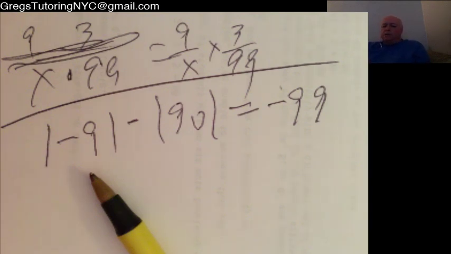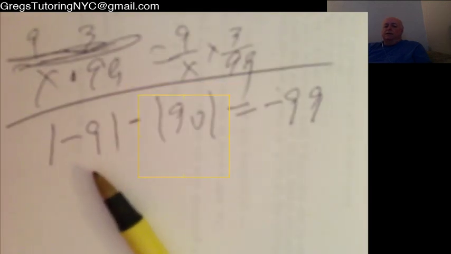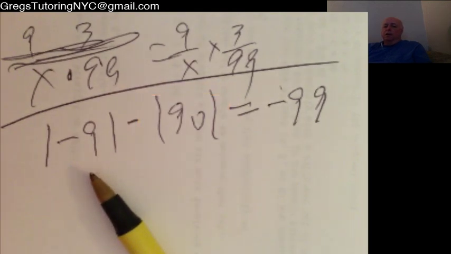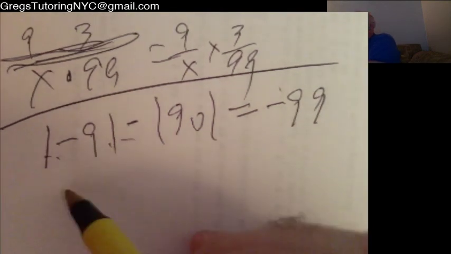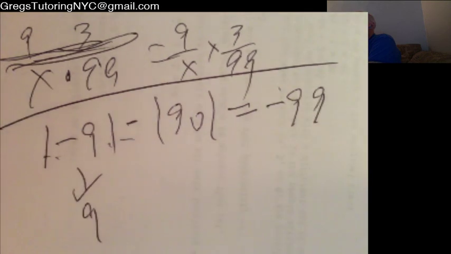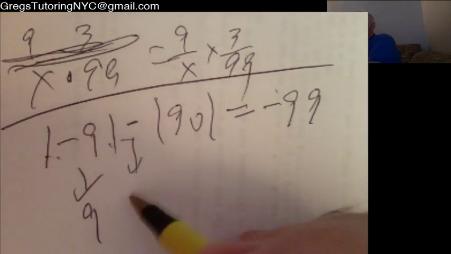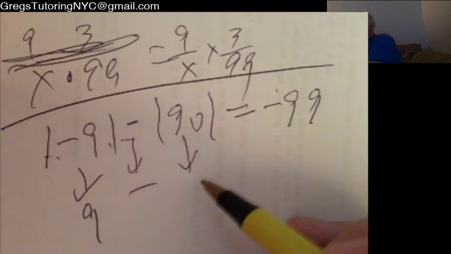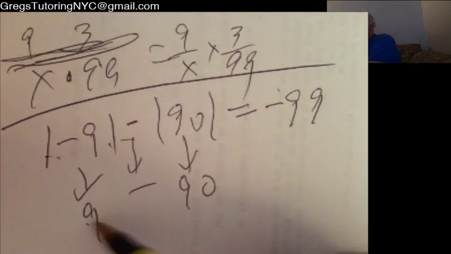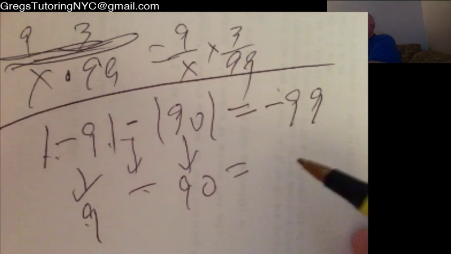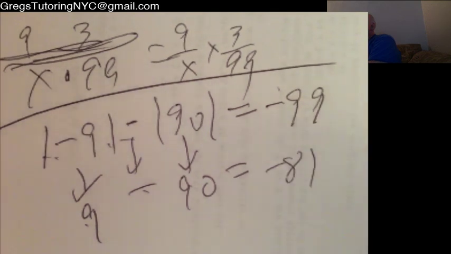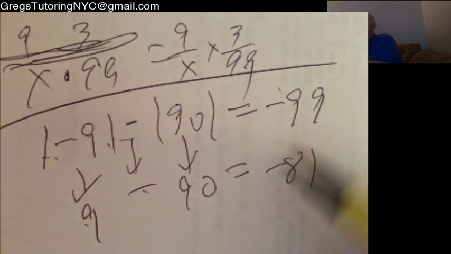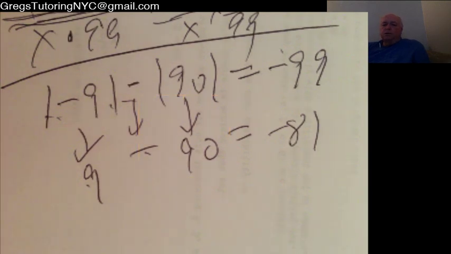So is that equal to minus 99? Is there any scenario where it can be equal to minus 99? Well, the absolute value of this is going to be 9. Subtraction maps down, and the absolute value of 90 is 90. So we get 9 minus 90 equals, right? What do we get? Minus 81. So it's not. So the original question that they asked turned out to be not true.